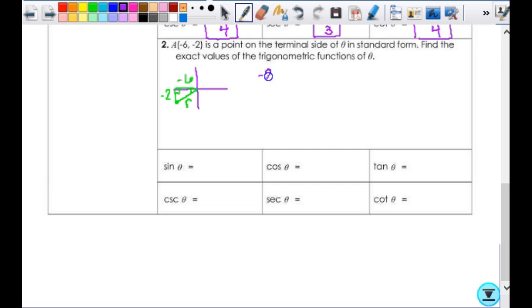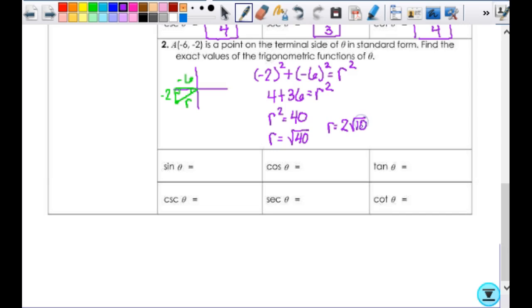So I have to do negative 2 squared plus negative 6 squared equals r squared. So this is going to give me 4 plus 36 equals r squared. So r squared equals 40. So r is going to give me the square root of 40, but I have to simplify that square root. Okay, so 40 is 4 times 10. I can take the square root of 4. The 10 just gives me 2 and 5, so it's going to stay underneath. So I get that r is equal to 2 square root of 10. Got to be able to simplify your square roots quickly and accurately.